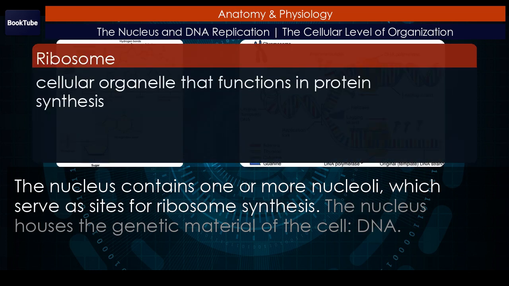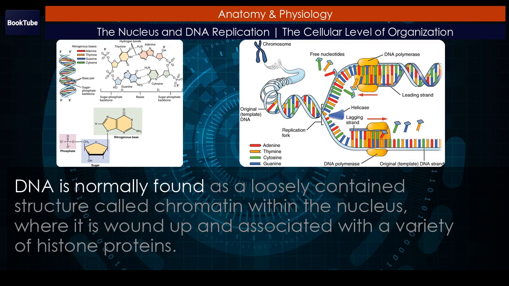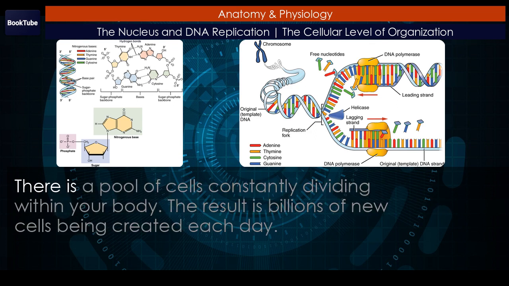The nucleus houses the genetic material of the cell, DNA. DNA is normally found as a loosely contained structure called chromatin within the nucleus, where it is wound up and associated with a variety of histone proteins. When a cell is about to divide, the chromatin coils tightly and condenses to form chromosomes. There is a pool of cells constantly dividing within your body. The result is billions of new cells being created each day.